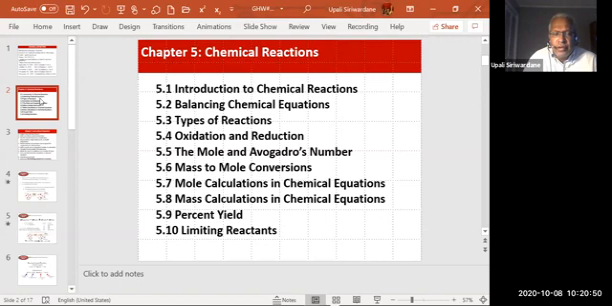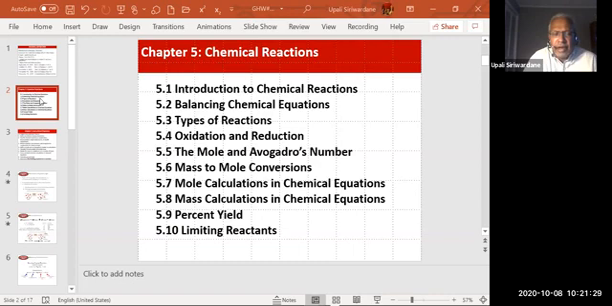You can use mass to mole conversion to do stoichiometry. Mole calculation in chemical equations, how to get the moles from the grams. Mass calculation, then once you get the moles, you can convert it back to grams of product or moles of product. Also, we give efficiency of a chemical reaction in terms of percent yield, actual yield divided by theoretical yield multiplied by 100.